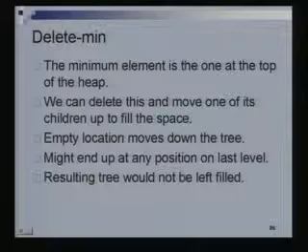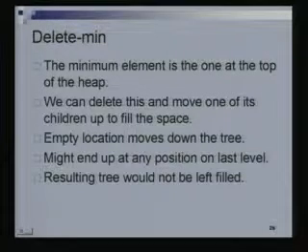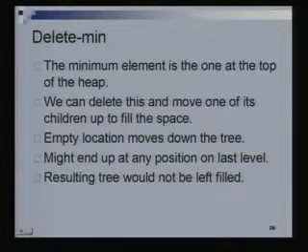So recall that the minimum element is the one at the top of the heap. One way of doing delete min is to just remove this element, and then we have an empty space at the root. To fill up the empty space, it would be natural to promote one of the two children of this root element. If we were to do that, then this empty space would move down the tree, and it might end up at any particular location in the last level, so that the resulting tree might not be left filled.